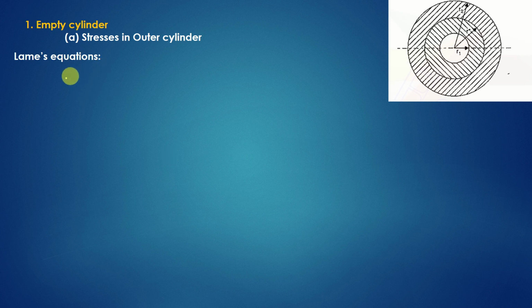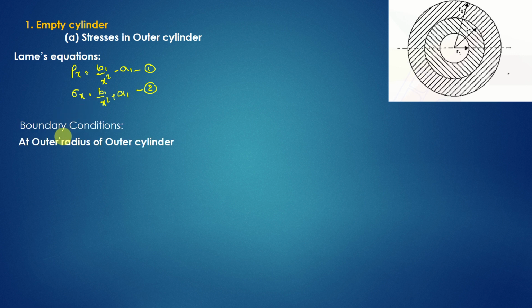So if you remember, we have the Lame's equations as Px is equal to b1 by x square minus a1. I am telling b1 a1, sigma x is equal to b1 by x square plus a1. Take them as equations 1 and 2. So I am taking b1 and a1 as constants of outer cylinder, and inner cylinder I will take a2 and b2. Okay, as of now let us apply boundary conditions.